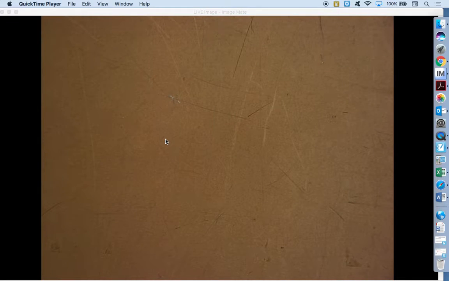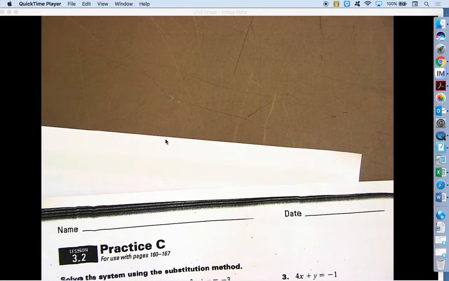The infinitely many solutions. Oh, so I need to take out the... I'm going to pass around a stapler.